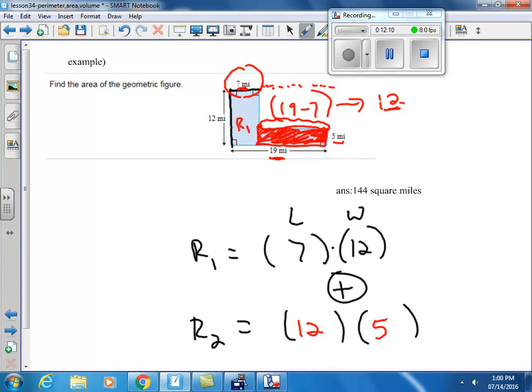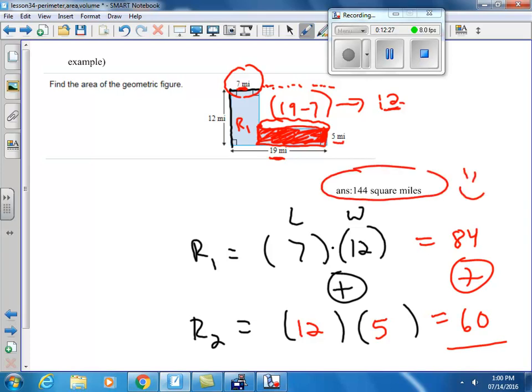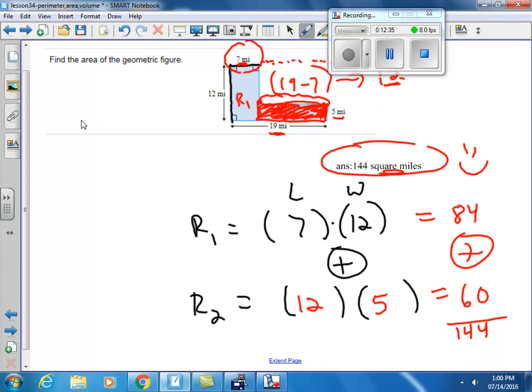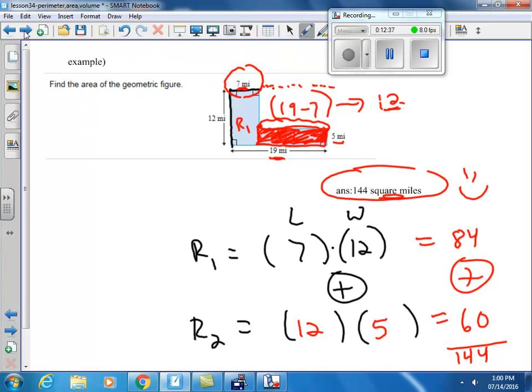Now let's total everything up. So 7 times 12 is 84, and then rectangle 2, 12 times 5 is 60. And 84 plus 60 is going to make our grand total of 144. Notice the units, square miles. All right, hope that helped.